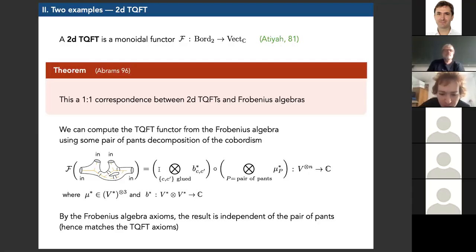In this way, what you obtain at the end, you just get a copy of V for each of the outer boundaries of this pair of pants decomposition, the ones which are boundaries of the surface. So this is a linear map from V tensor N to C. And the Frobenius algebra axioms imply that this linear map is not depending on which pair of pants decomposition you chose. And actually this matches the TQFT axioms in the sense that this computes a TQFT whose Frobenius algebra is the one that you started with.